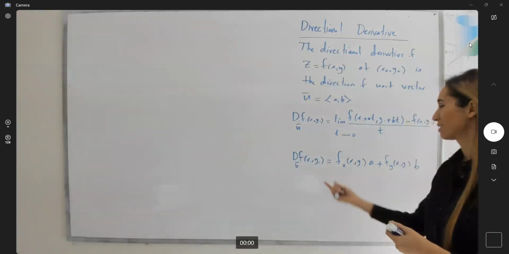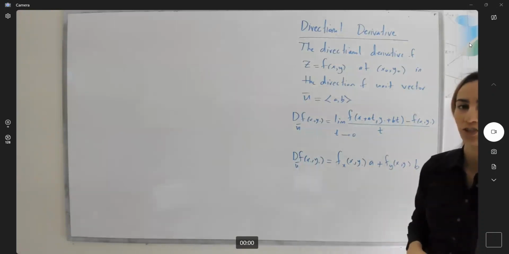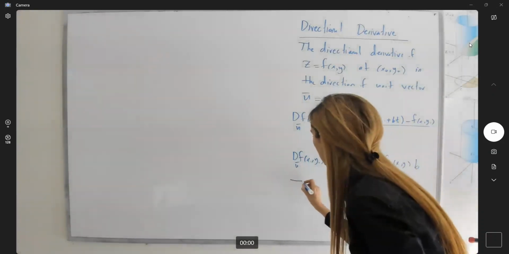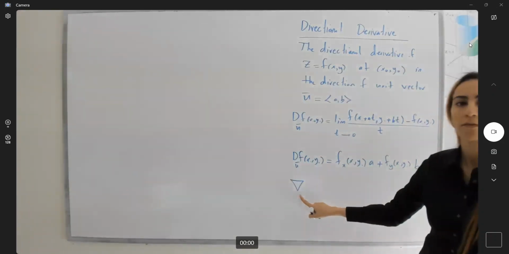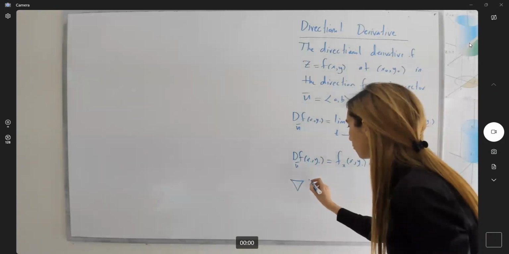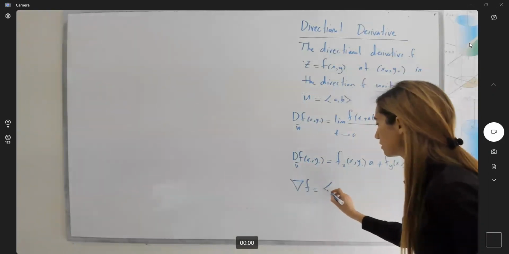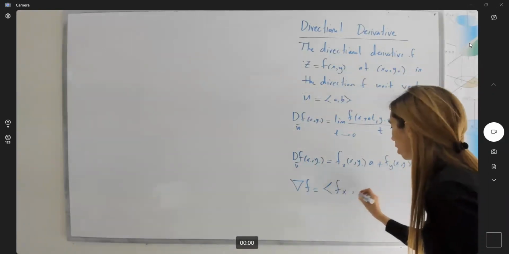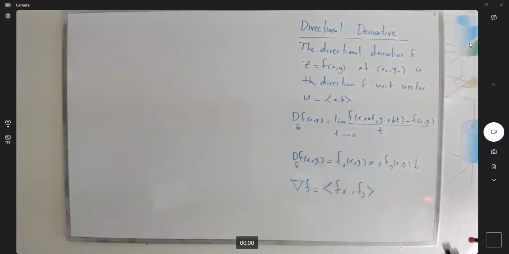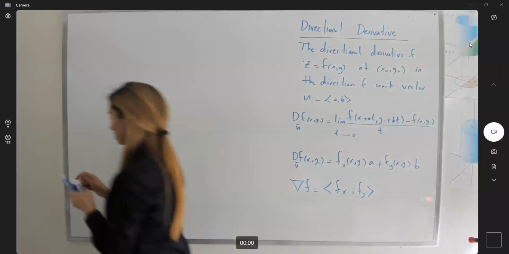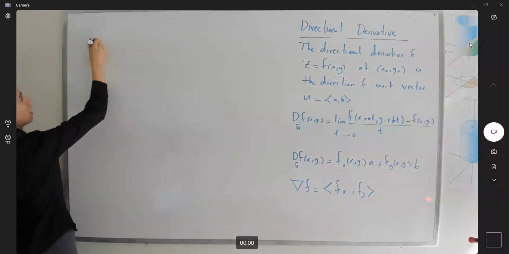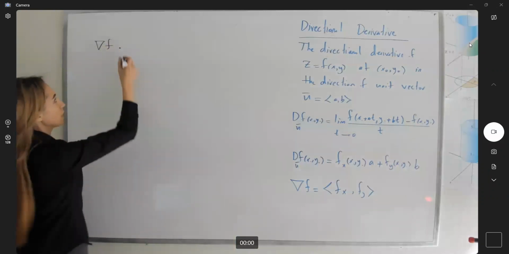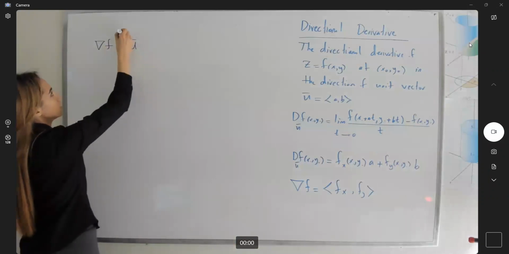It happens that this has a definition. We can define the gradient vector, which is denoted by the Nabla operator. The gradient of f is going to be a vector function, f sub x, comma, f sub y. What I'm saying here is that I have the gradient of the function dot product with unit vector u. This is your dot product.